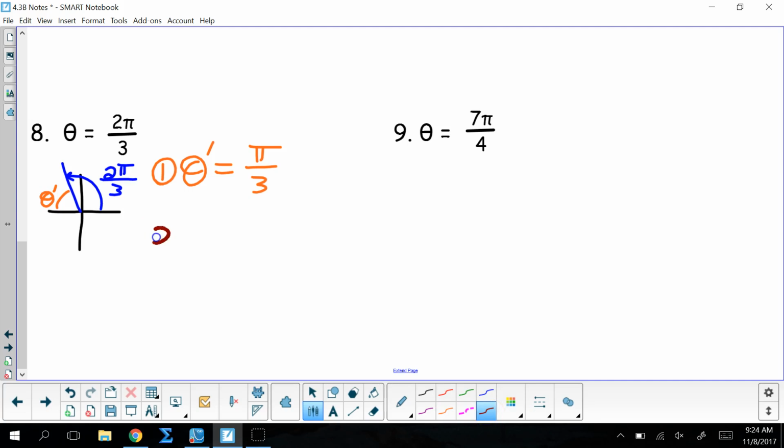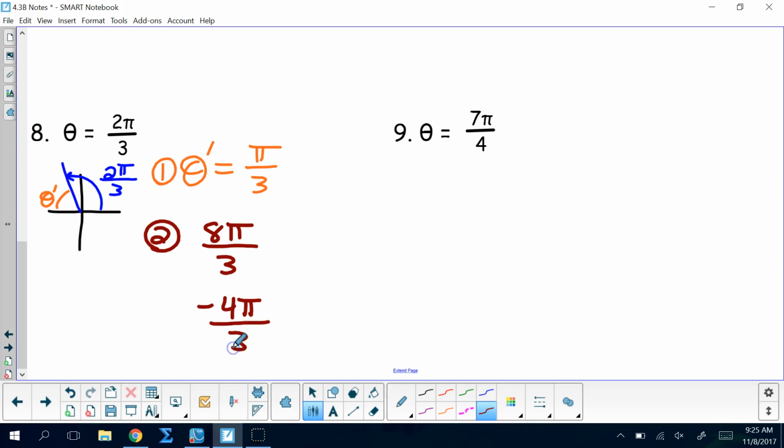Now, in number 2, instead of adding 360 degrees, what am I going to add? 2 pi. Or in this case, really I'm going to add 6 pi over 3, because that's equivalent to 2 pi. So this would be 8 pi over 3, or subtracting 6 pi over 3, negative 4 pi over 3. Okay?